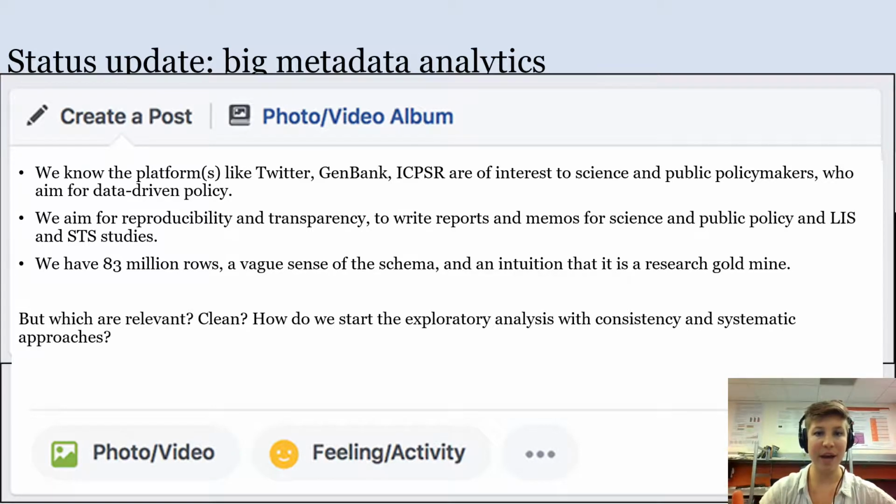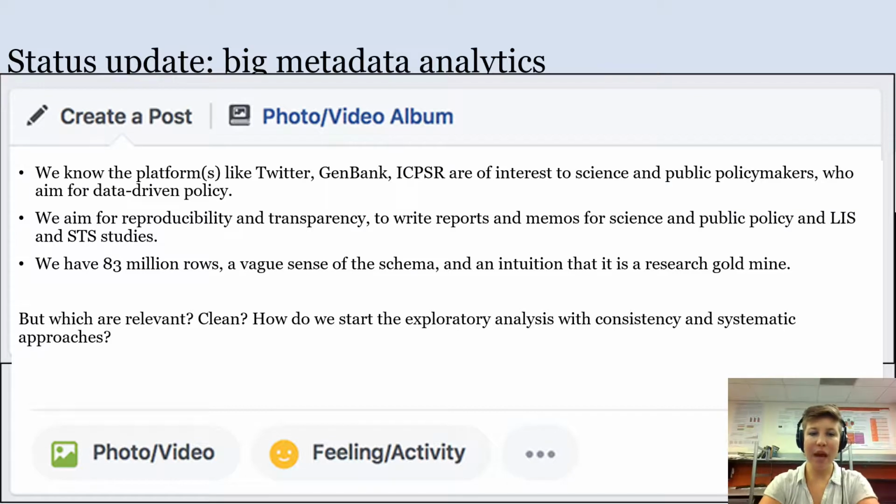Another platform that has been of interest in big metadata analytics has been these large scientific data repositories. GenBank is one example. Another in the social sciences is ICPSR, which is the International Consortium for Political and Social Research. I might have to double check on that acronym. ICPSR is the one you should check out if you want to look it up. This is of interest to science and public policy makers who aim for data-driven policy. So in this first point, we have identified the platforms and we know that they are of interest for those who are trying to make policy and who aim to create data-driven policy.